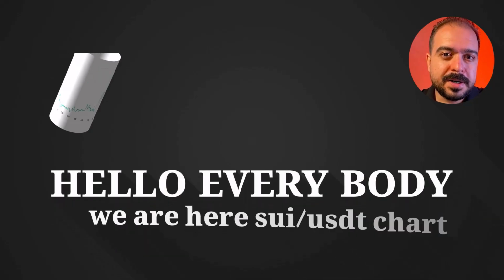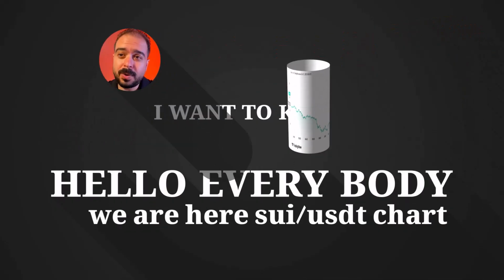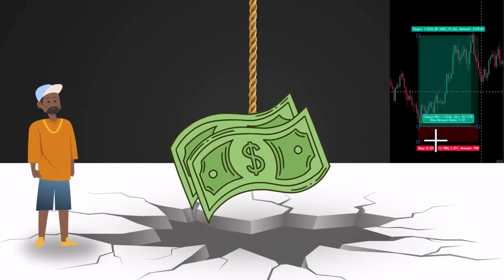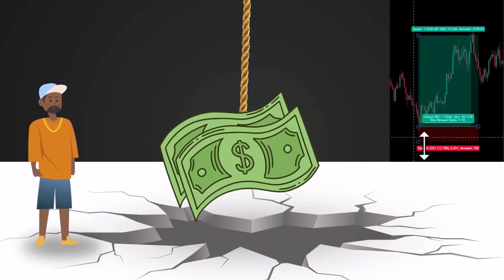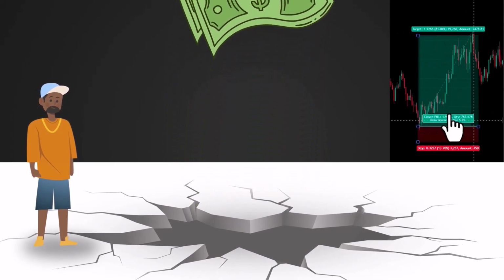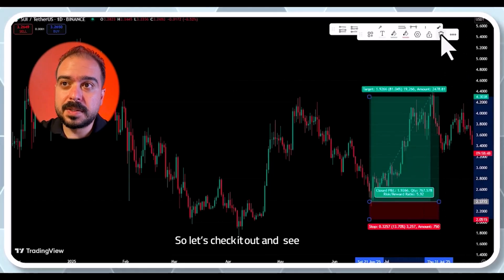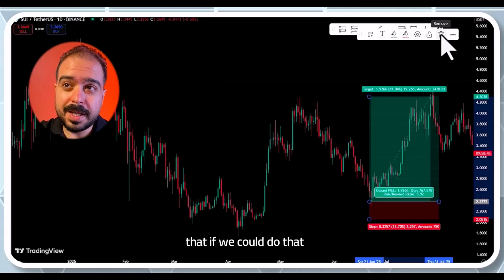Hello everybody, we are here on the SUI USDT chart, and I want to know if it was possible for us to take this trade from this point, with this entry, stop loss and take profit, with a reward near 6 to 1 risk to reward. So let's check it out and see if we could do that or not.